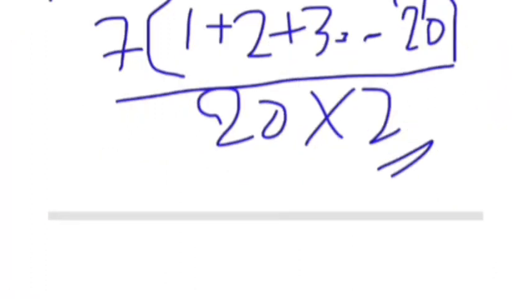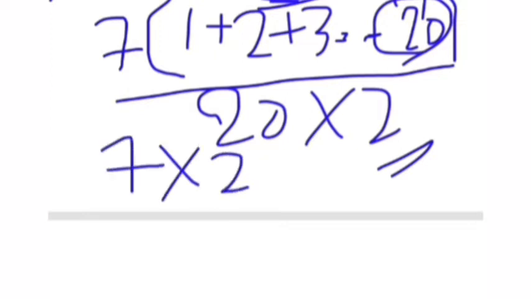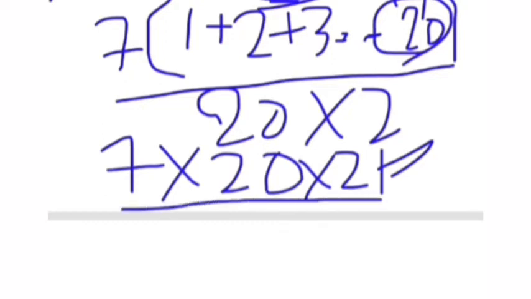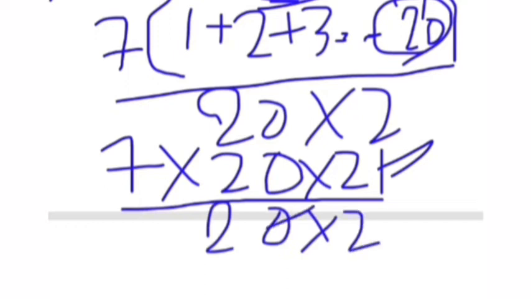Here n is 20, so n of n plus 1 by 2 means 20 into 21 by 2. So write 7 into 20 into 21, divided by 20 into 2. 20 into 2 is going to be 40, so I'm already writing 20 into 2. Why? Because I'm cancelling 20 with 20.